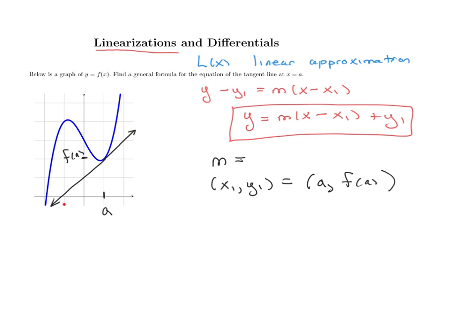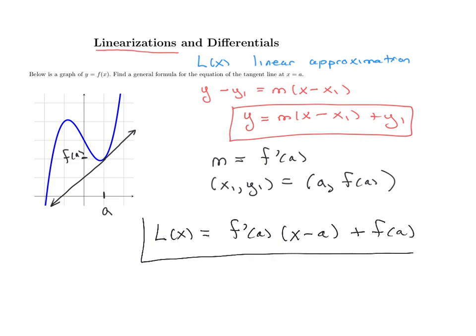To find the slope of the tangent line, you'll take the derivative of this function and evaluate it at a, and so we get f prime of a. So in place of the slope, I'll put this. In place of x1, I'll put a. In place of y1, I'll put f of a. And I'm going to call this thing, I won't call it y, but I'll call it L of x for linearization. So L of x is equal to f prime of a times x minus a plus f of a. You could memorize this formula if you'd like to. However, all we're really doing is finding the equation of a tangent line at a given point.